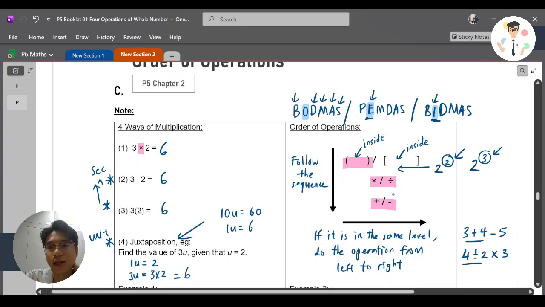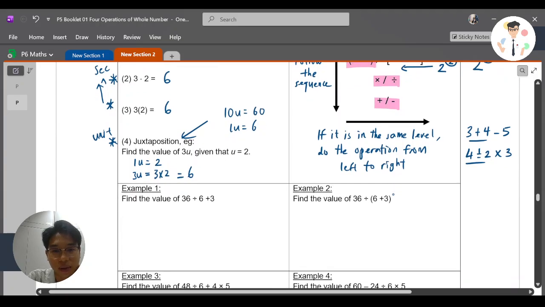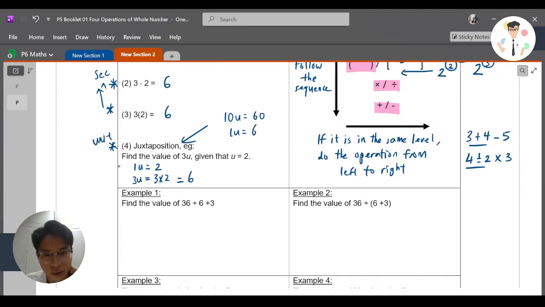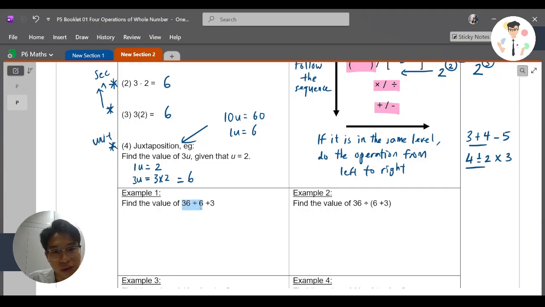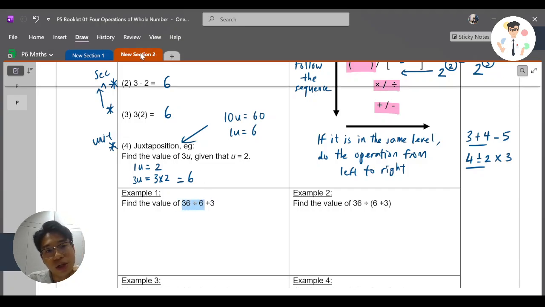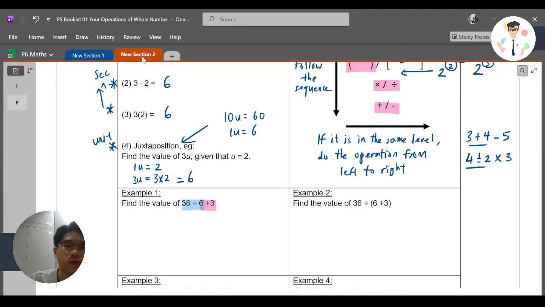Okay? Now, let's look at some of the examples here, which is very important for you to understand the whole thing. Example number 1. Find the value of 36 divided by 6 plus 3. Now, divide and plus, which one should I do first? Should I do 36 divided by 6 first? Or maybe should I do 6 plus 3 first? Which one should I do first?